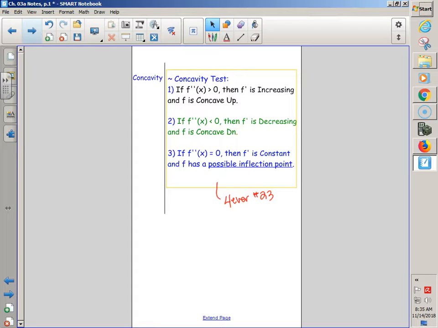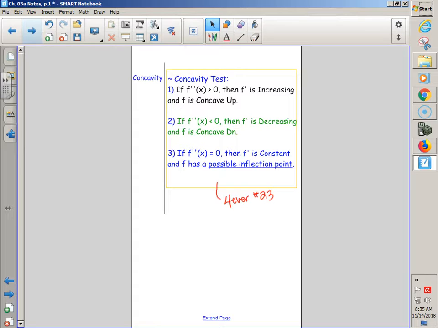So how do you get to f double prime? Well, first you find f prime, unless they give you f prime. If they give you f, you have to find f prime, and then you have to find f double prime. But you don't just want f double prime, you want f double prime simplified. Why? Because you're going to have to find zeros and DNEs of the second derivative also, considering the domain.